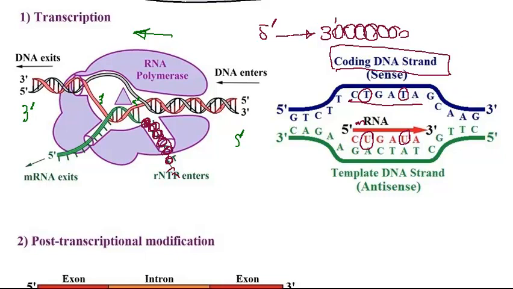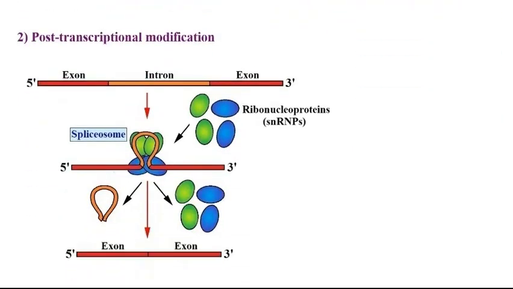All right, so now we have a pre-mRNA that is formed. The next step is post-transcriptional modification, and there are 3 different processes that happen here. The first one is addition of a 7-methylguanosine cap at the 5' end.